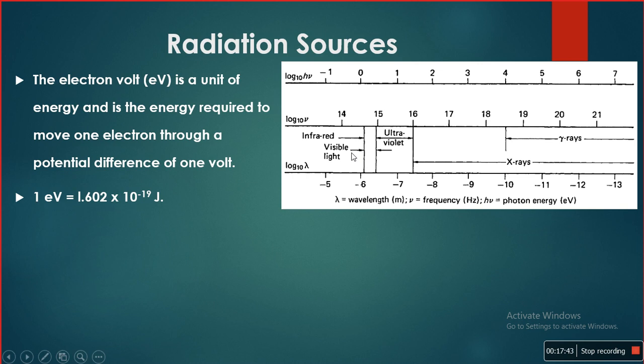So if you consider this figure, the photon energies for radiation of different frequencies are shown. It means according to frequency, its electron volt or photon energy varies.